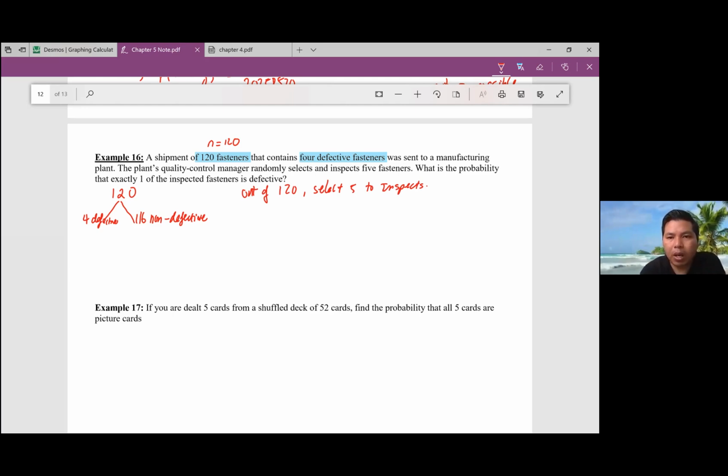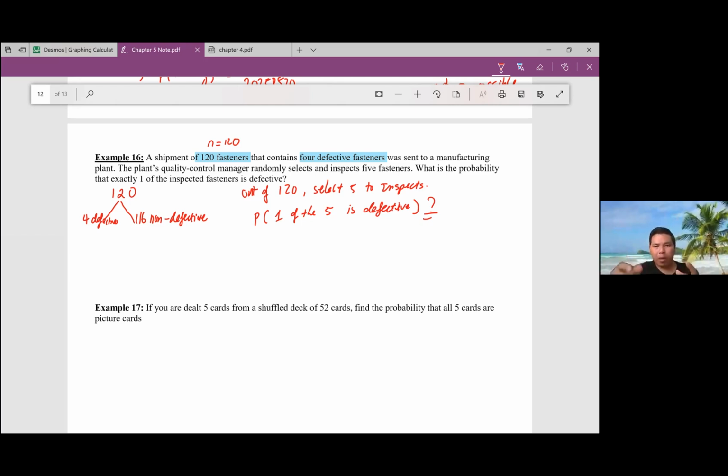What is the probability that one of the 5 is defective? That's what they ask. You see how we break down the logic here? Yes, one at a time. Out of 120, we know there will be 4 defective and the rest will be non-defective. Now go to the factory, the manager selects 5 randomly. What is the chance that one of the 5 is defective?